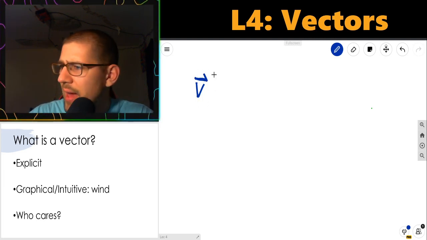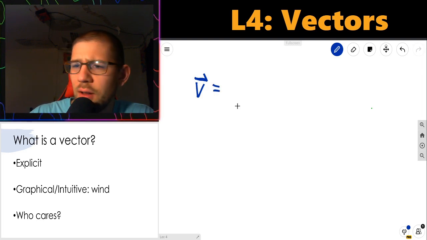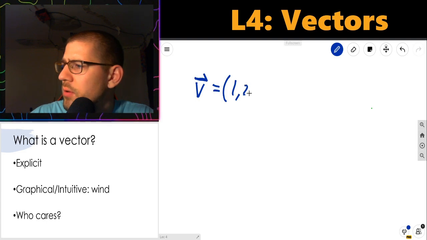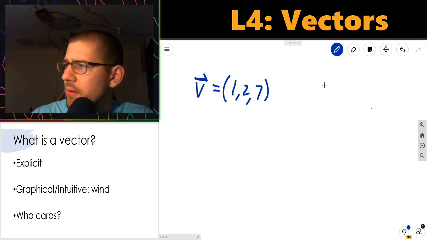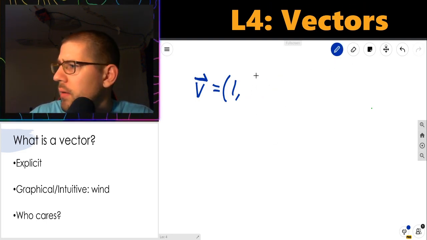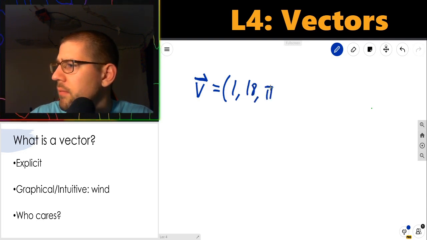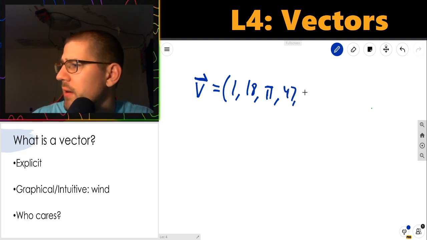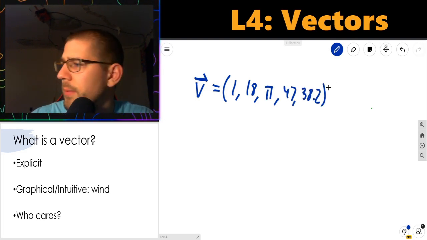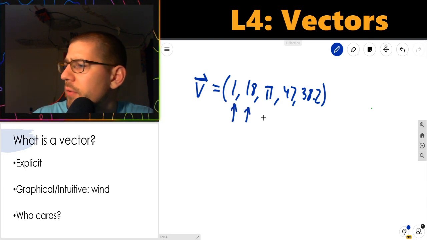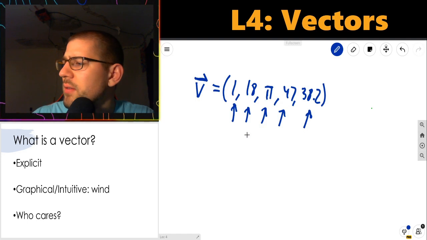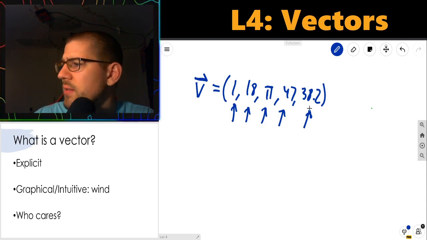So vector, hat. A vector is just an ordered collection of numbers. So for example, 1, 2, 7. That's a vector. 1, 18, pi. It's another vector. I could have 1, 18, pi, 47, 38.2. It's another vector. The number of different numbers within the vector is called the dimension of the vector. So this is a 5-dimensional vector.